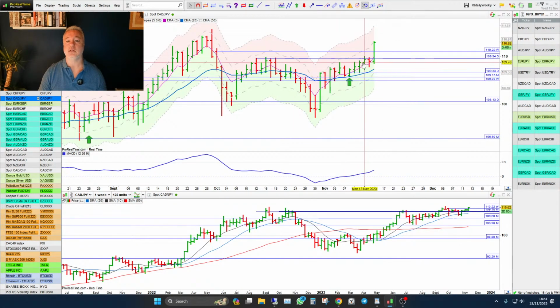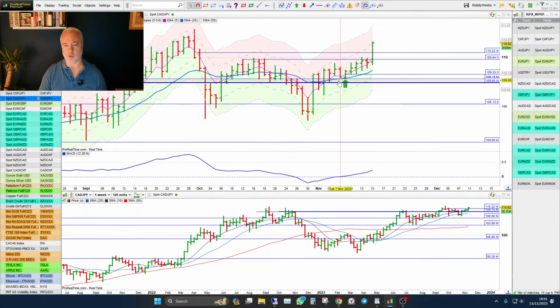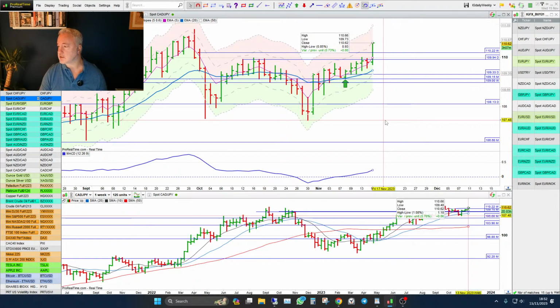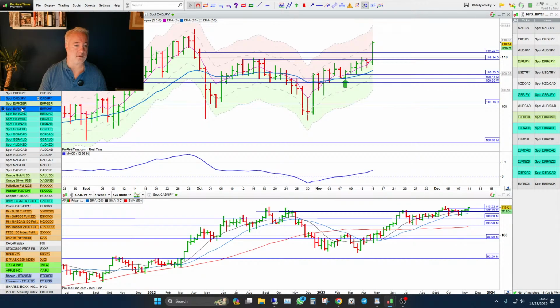CAD yen, this was a relatively straightforward one. I like this one. We did pull back. That was a setup, and that's already, I mean, most of these have gone on and hit 1-1 or 2-1. So all looking good. I'm curious, did you guys take any of the yen trades? Has anyone had a look at any of those ones?